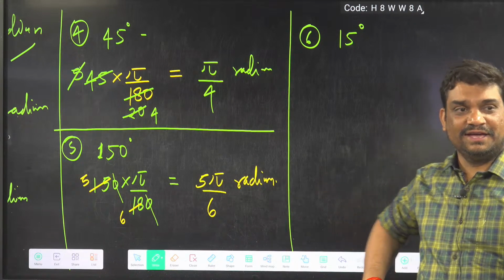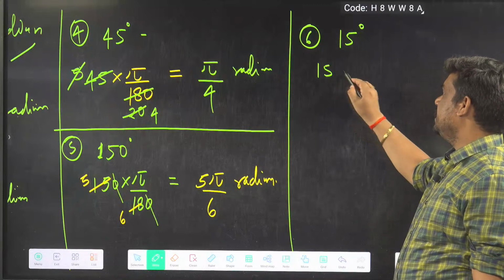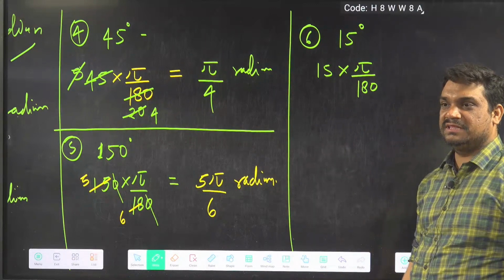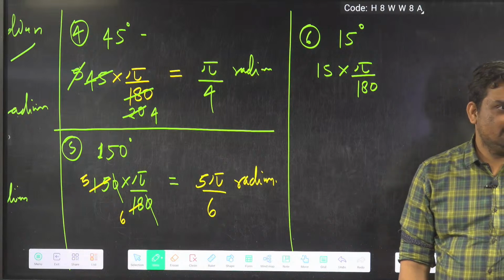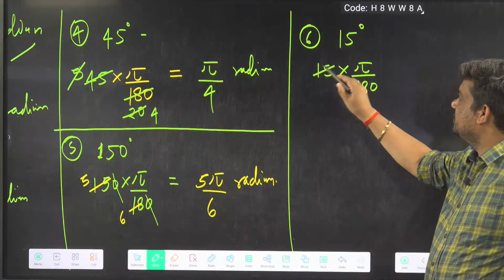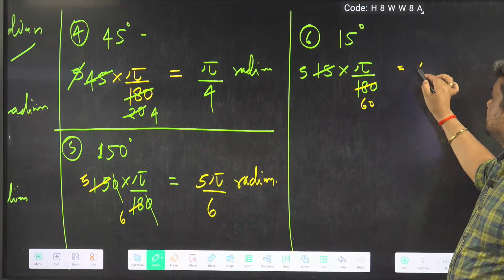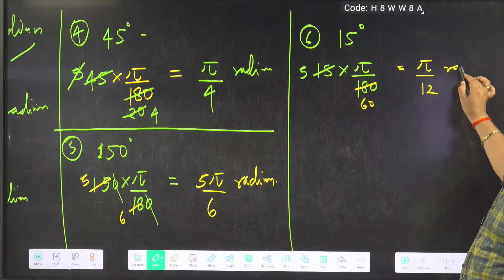Okay, we got the answer here. 15 into pi by 180. Now you will cancel first of all with the 3, you can cancel, no problem. 5, and here you can write 60, and then again you will cancel. So this becomes your pi by 12 radian.